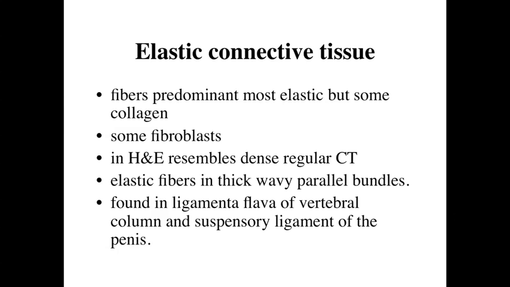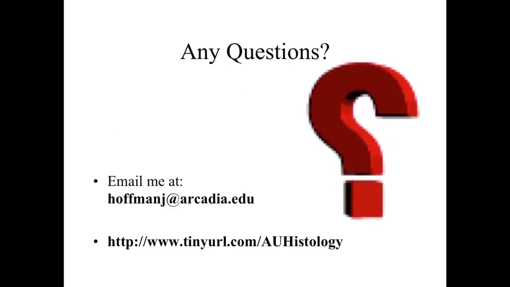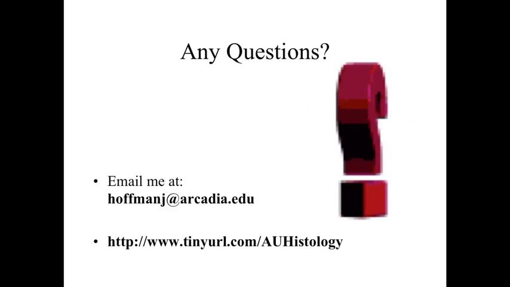But what's going to happen is you're going to have elastic fibers present there within a thick, wavy pattern running parallel to one another. So running in the same way we'd expect within a tendon. But without an elastic fiber stain, you're not going to be able to see them and you're not going to be able to discriminate an elastic connective tissue from a dense regular connective tissue. Examples of where you'd find that would be the ligamenta flava of the vertebral column and things like the suspensory ligament of the penis. Now that's it for the connective tissue propers.